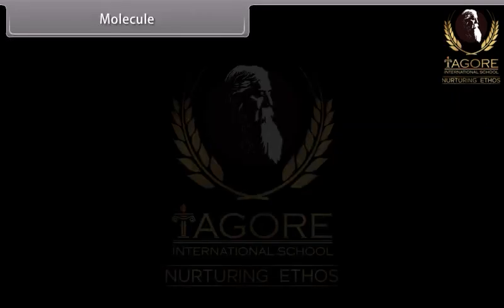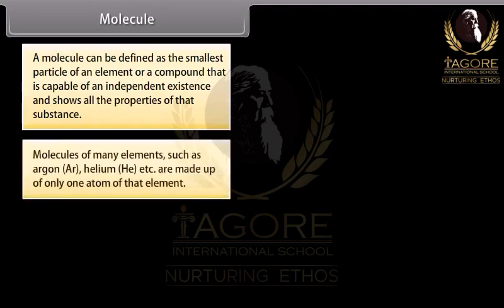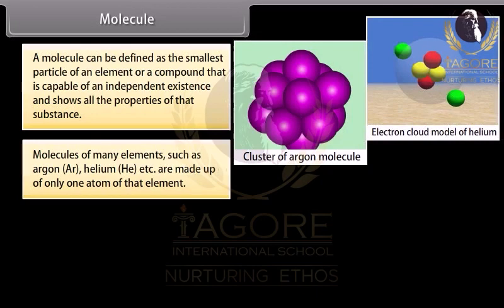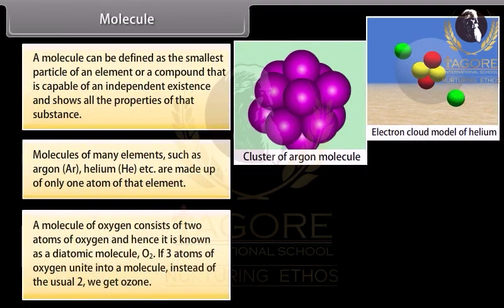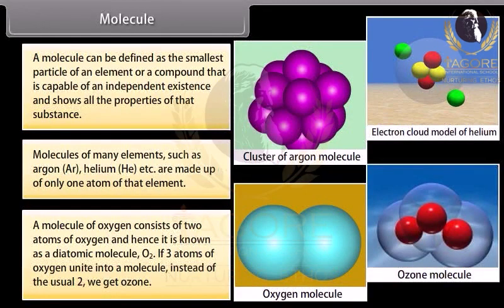Molecule. A molecule can be defined as the smallest particle of an element or a compound that is capable of an independent existence and shows all the properties of that substance. Molecules of many elements such as argon, Ar, helium, etc. are made up of only one atom of that element. A molecule of oxygen consists of two atoms of oxygen, and hence it is known as a diatomic molecule, O2. If three atoms of oxygen unite into a molecule instead of the usual two, we get ozone.